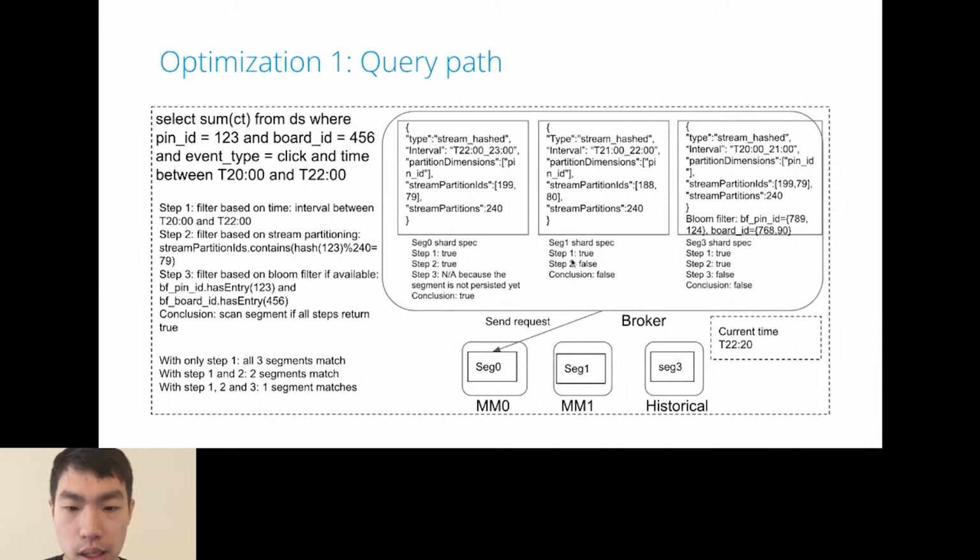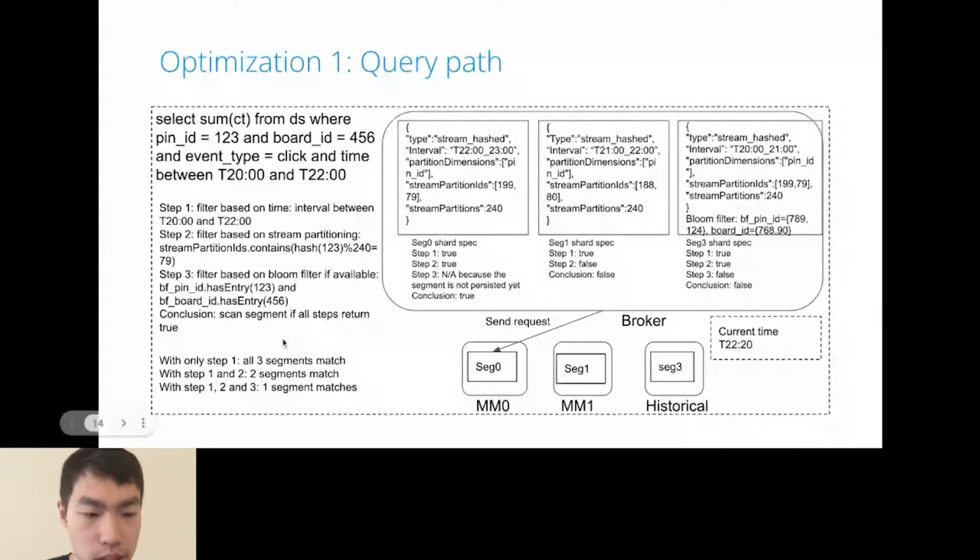For segment 1, step 1 is true, the time range matches. For step 2, it's false because the string partition ID it contains, 18880, doesn't match 79. So we bypass this. For segment 3, step 1 is correct because the time range matches. For step 2, it also matches because the string partition ID it contains has 79. For step 3, it's false because we need to make sure there's a ping ID 123, but the Bloom filter for ping ID only contains two other ping IDs. So we bypass this, and the conclusion is false. So the broker will only send the request to segment 0 on middle manager 0.